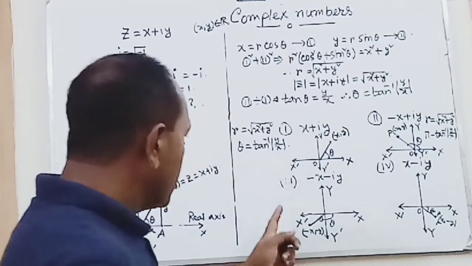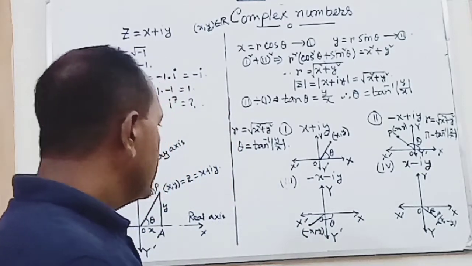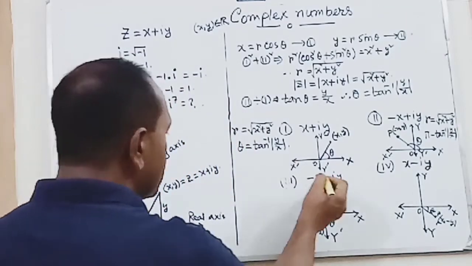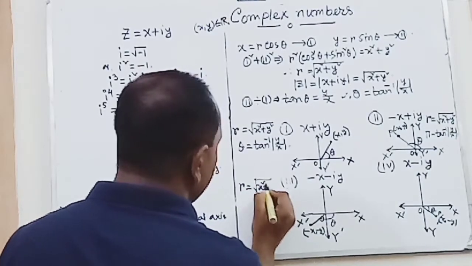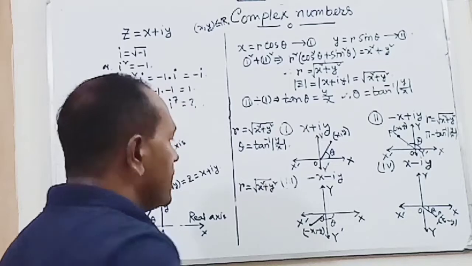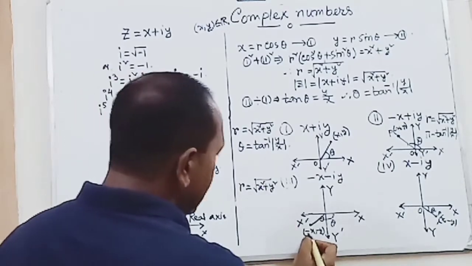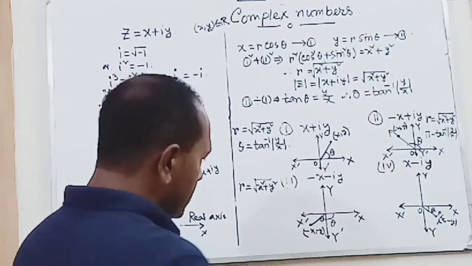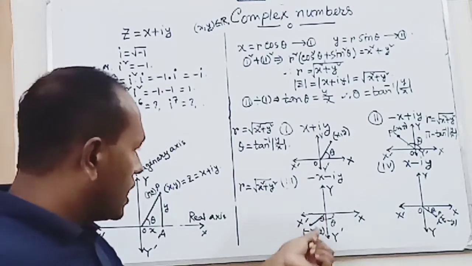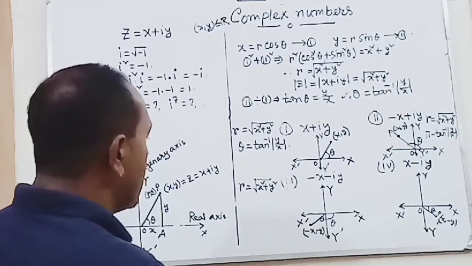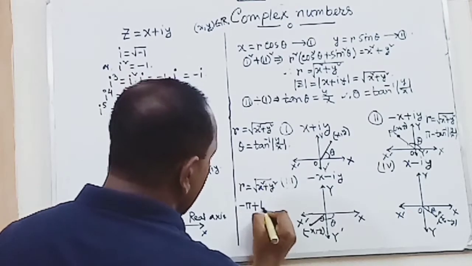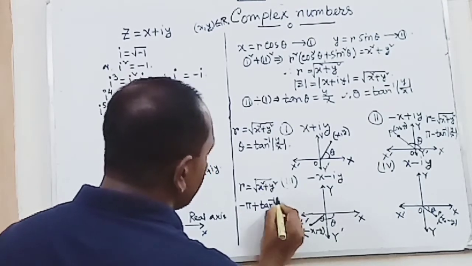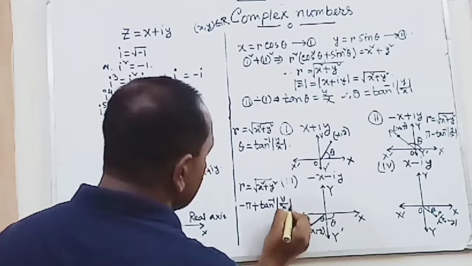Now, if you come to the third one, the modulus of this complex number is root of x square plus y square, and the ordered pair minus x minus y lies on the third quadrant. So the argument of this complex number is minus pi plus tan inverse modulus y divided by x.